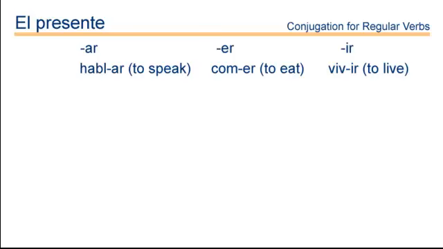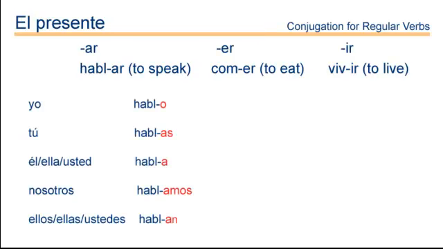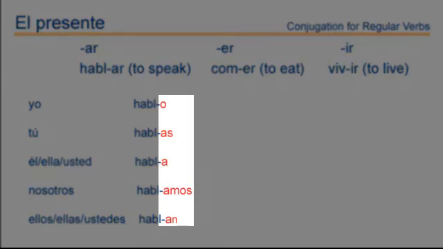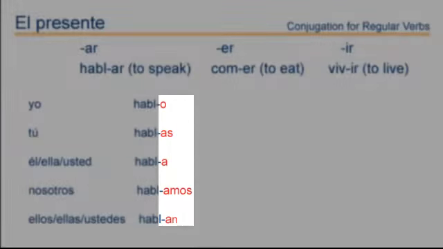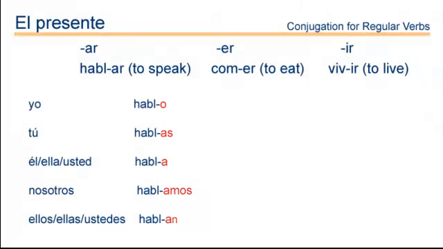Take a look at the verb hablar and see how it is conjugated. Now notice that I have highlighted in red the portion that has changed in order to make the conjugation. That part is called the stem or the suffix, and notice how it's different for each pronoun, each person.